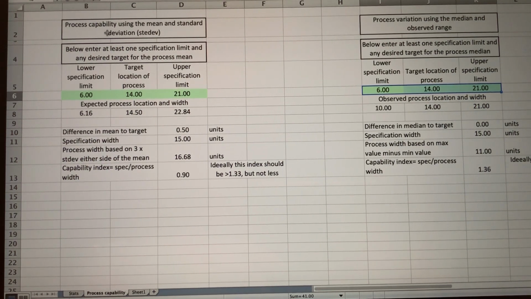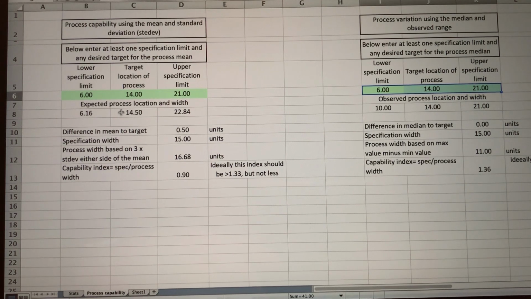This first block is process capability using the mean and standard deviation. Enter at least one specification limit and any desired target. You don't have to have a target. And I've chosen 6, 14 and 21 units. And this is telling me that my expected process location and width, the low end of the distribution curve will be 6.16 units, so I'm just within spec.